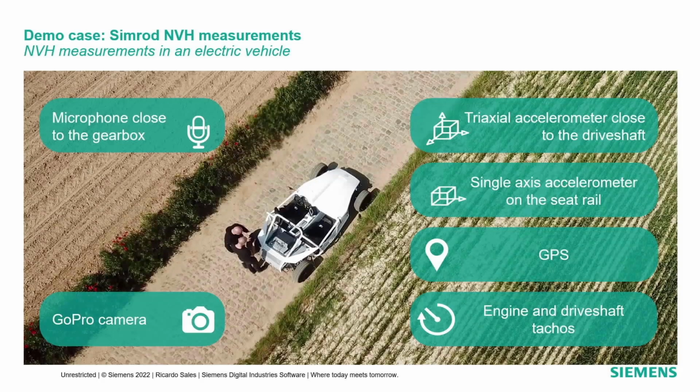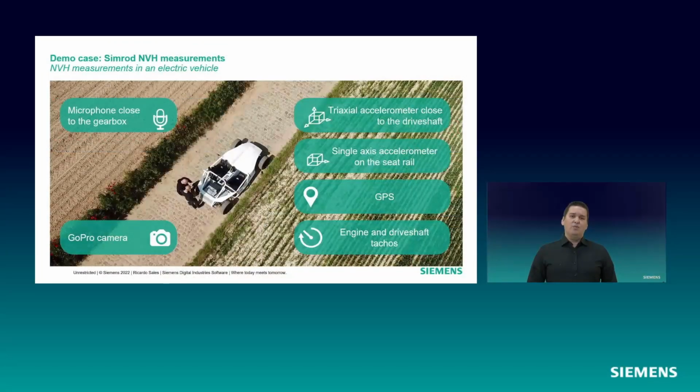We also use GPS so we can see at all times where we're driving during the test. And also to make sure that we have the orders extracted very well in this demo case, we instrumented tachos in the engine and also in the drive shaft. As a plus, we use a GoPro camera so we can also synchronize the video from the GoPro with all the data that we acquired. Let's see how it works in the software with Simcenter solutions.